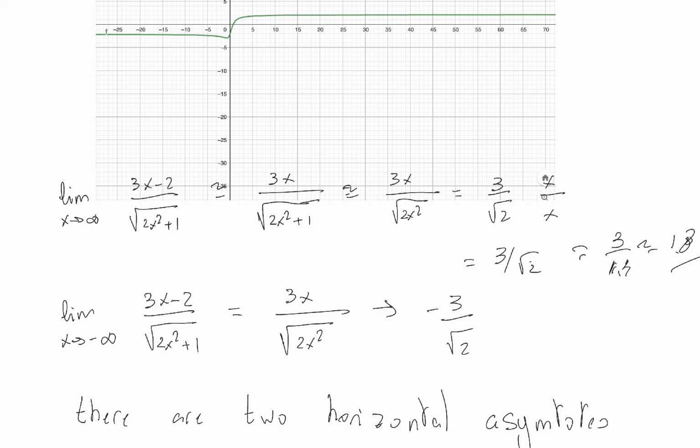Now, if x approaches minus infinity, very far to the left, the function approaches minus 3 divided by the square root of 2. So there are two horizontal asymptotes in this problem. Let's go to the next one. No, there is no next one. So we have finished lesson 6.